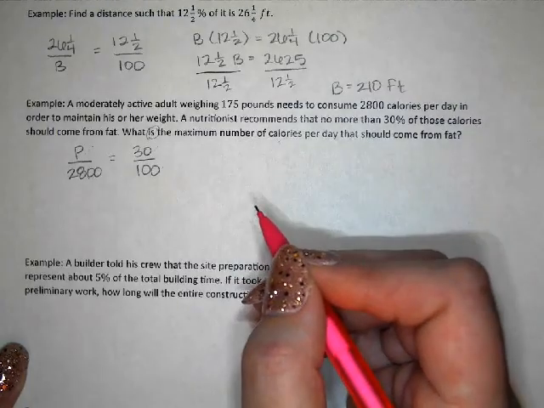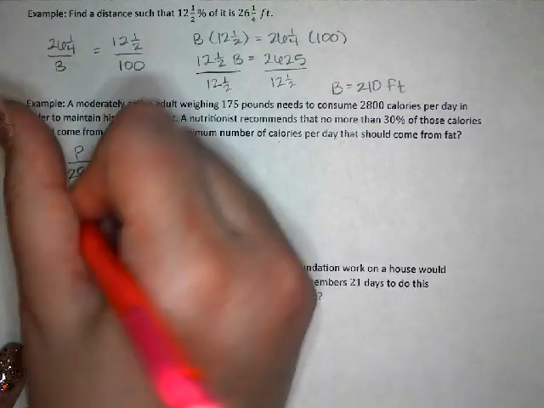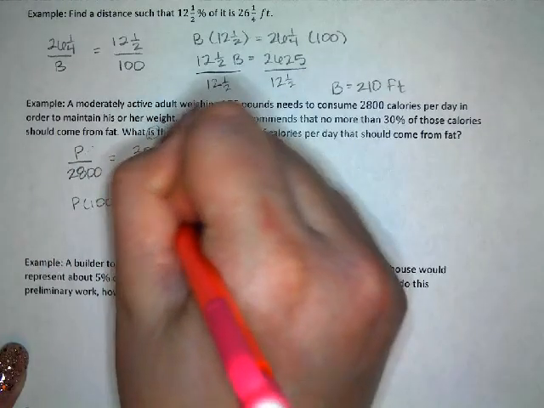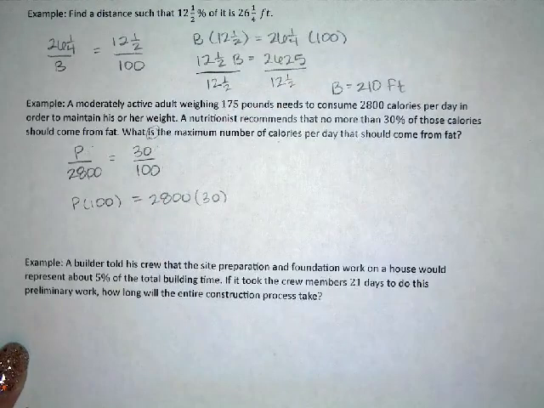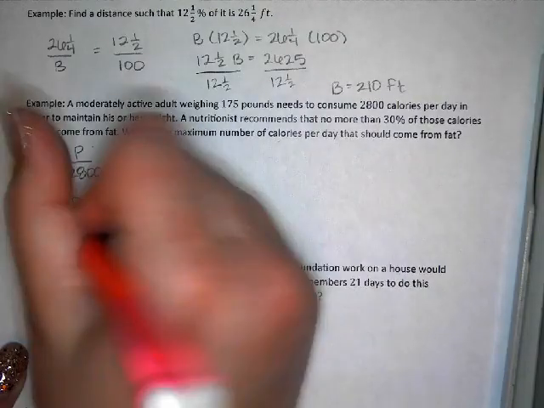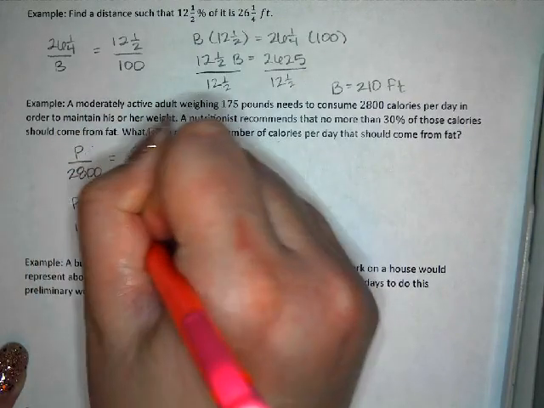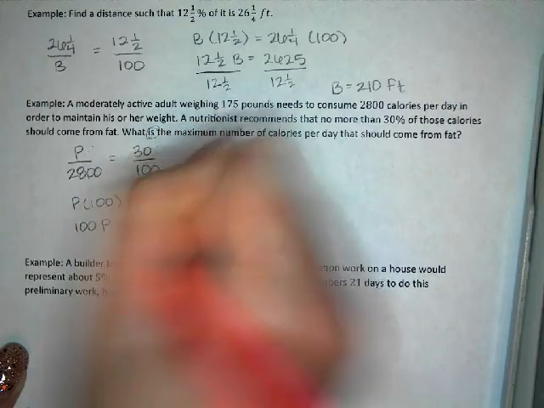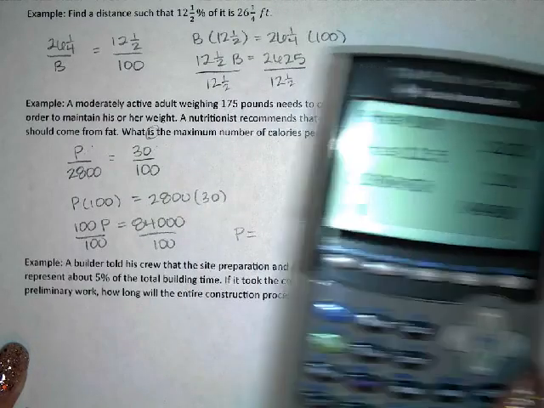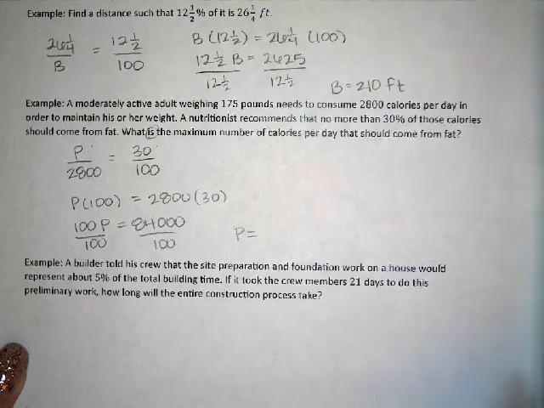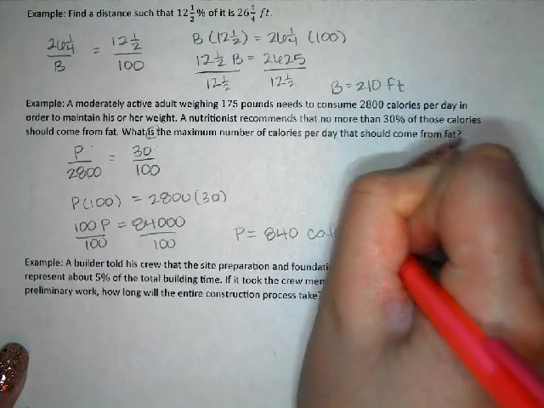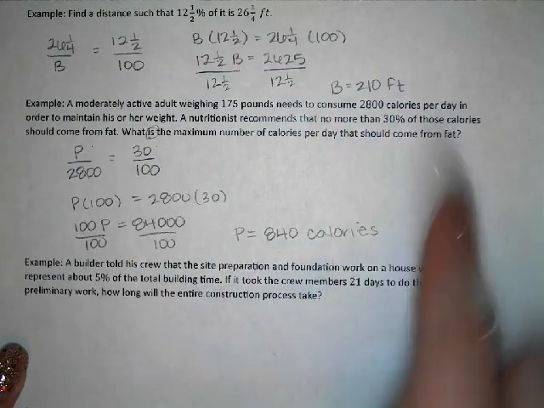I'm going to go ahead and cross multiply so that I can solve this. So P times 100 is 2,800 times 30. So 100 P is 84,000. Divide by 100. And the part that we can have from fat calories: 2,800 calories in a day, and 840 of those should be from fat.